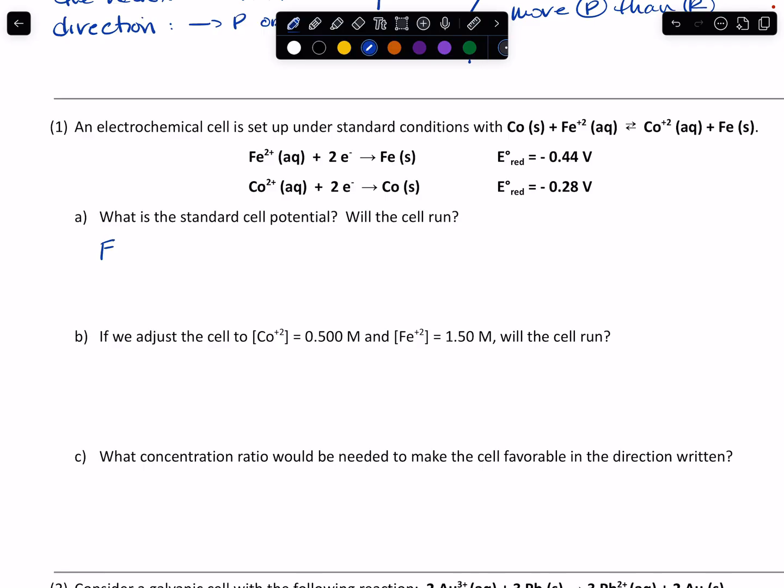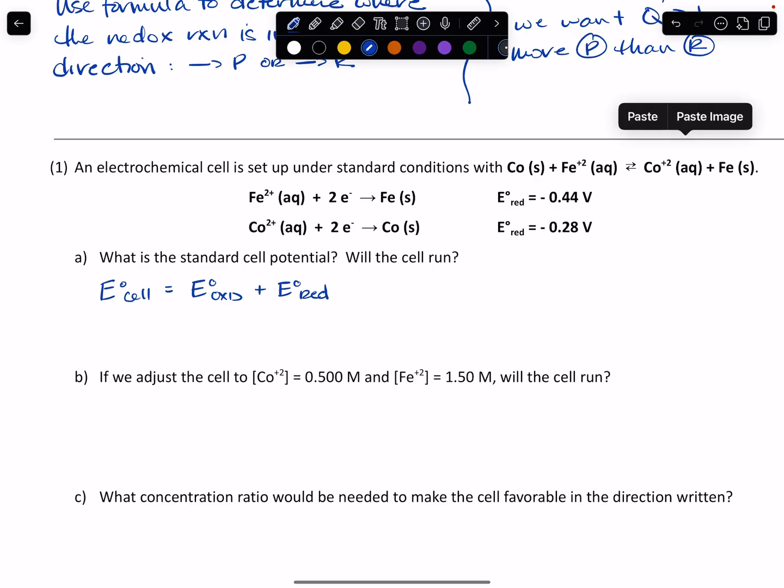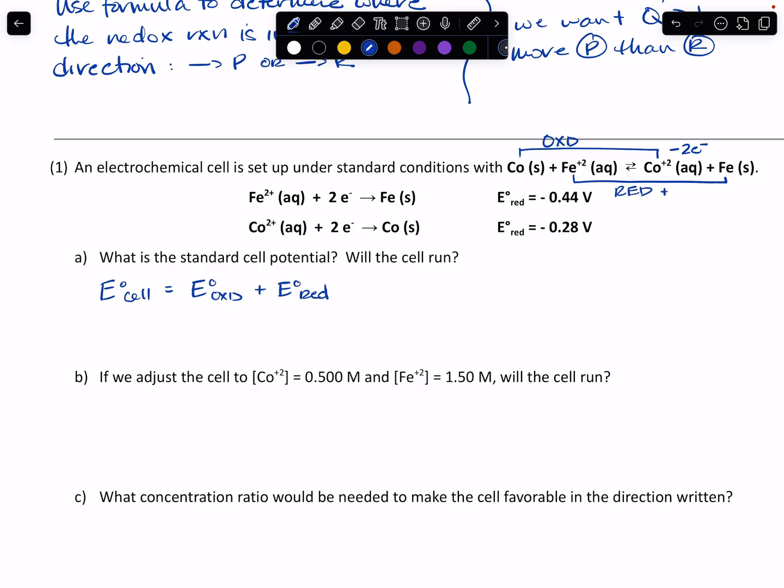We know that the standard cell potential is equal to the oxidation potential plus the reduction potential. Right now we have two reduction potentials, and one of these is an oxidation, so we have to look at our reaction. Cobalt goes from cobalt to cobalt ions, from an oxidation number of 0 to +2, so it has been oxidized and has lost 2 electrons. Iron goes from +2 to 0, so it has been reduced and has gained 2 electrons.